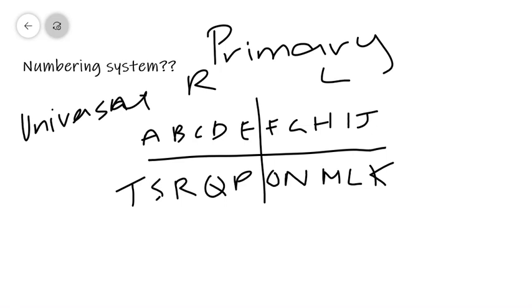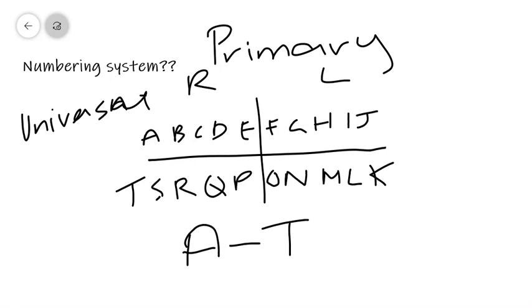We start from the right hand side in the maxilla, A, B, C, D, E. We have the midline, then we continue F, G, H, I, J, and then from the mandible, we also continue from the left hand side all the way till the right hand side. Now you can remember this universal numbering system easily: you start with A and it should end at T. If it ends at T, you know you have done everything right for the primary dentition.